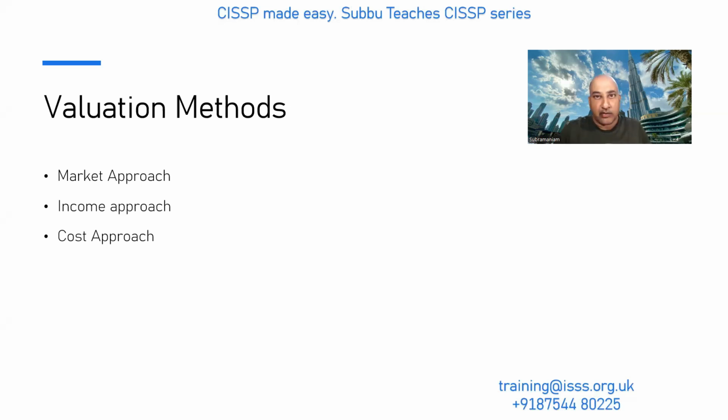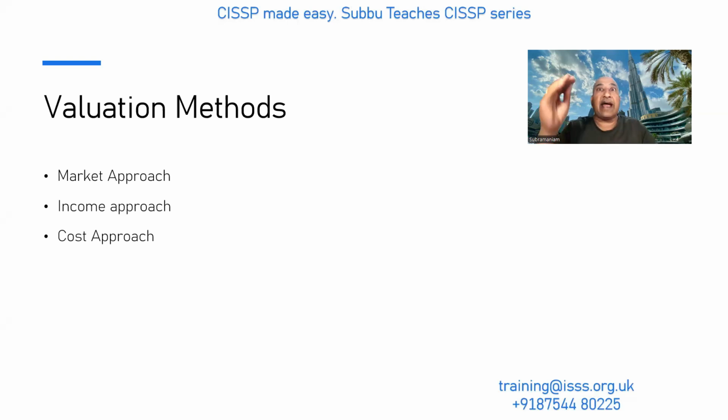But for the moment, for the discussion's sake, we have three approaches: market approach, income-based approach, and cost approach. Every approach has its own pros and cons. Nothing is perfect in the world. Nothing is perfect in the information security world either. Market approach: getting the transaction details for a similar product is next to impossible.